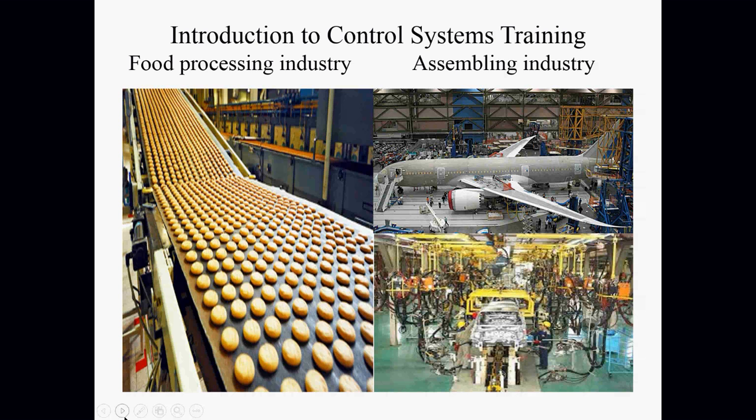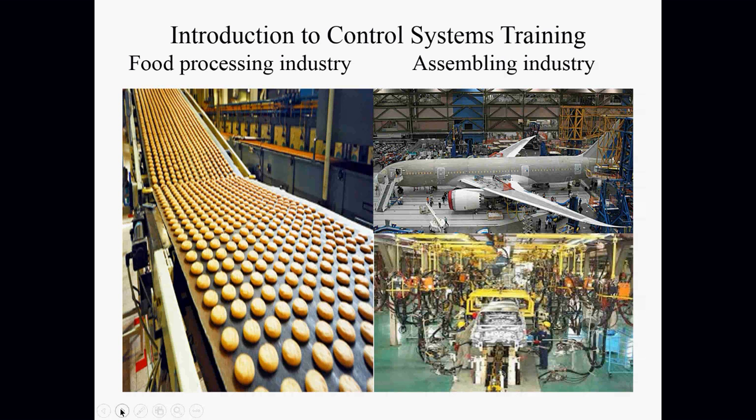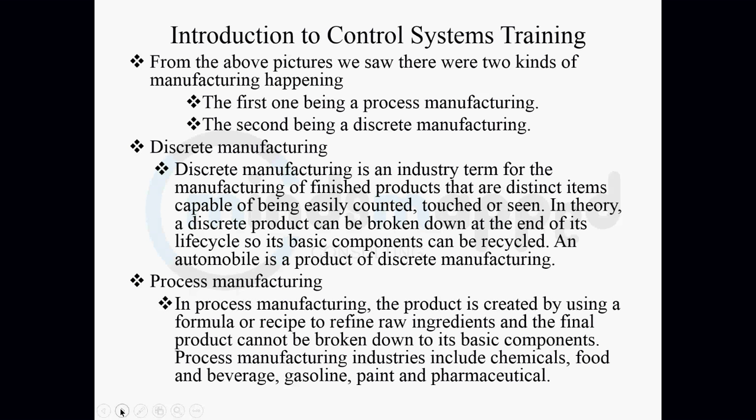What we are trying to show by these two slides is that although both the slides are showing manufacturing processes, there are two different types of process industries, right? So we'll move forward and learn about them. Does anybody have any question about this? No. All right. So the two industries that I was talking about are discrete manufacturing and process manufacturing, right?